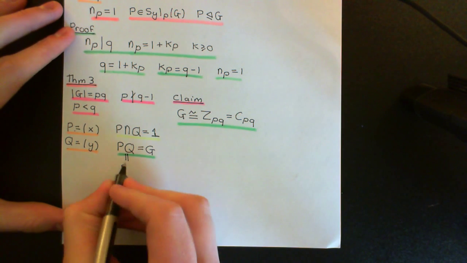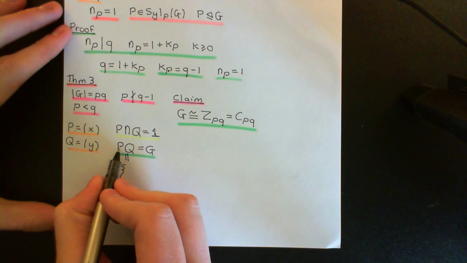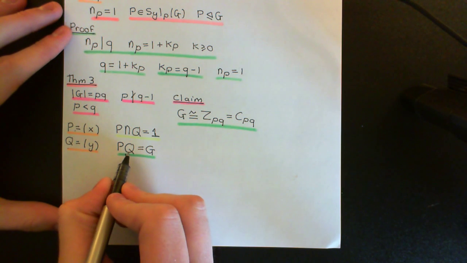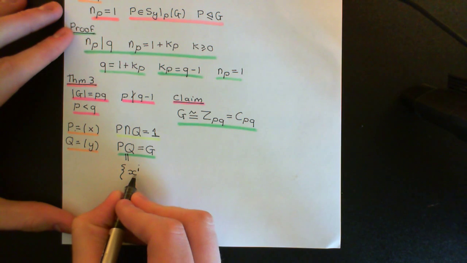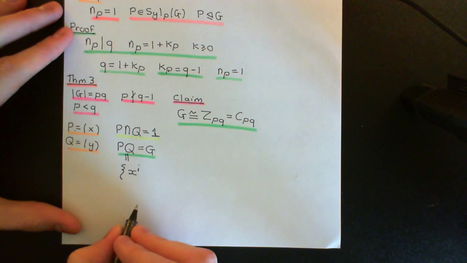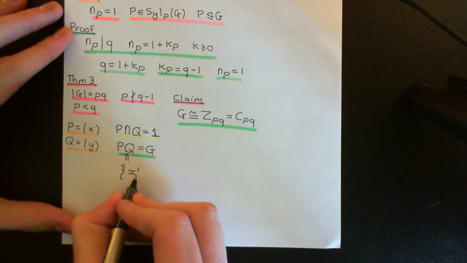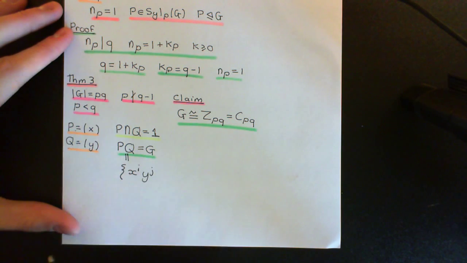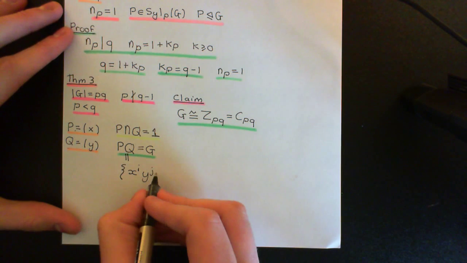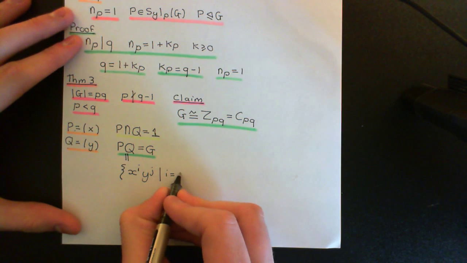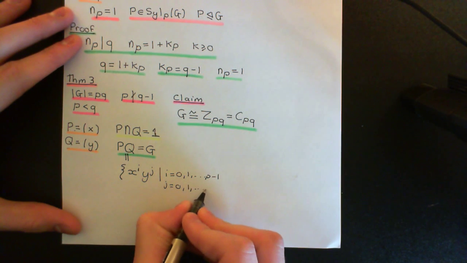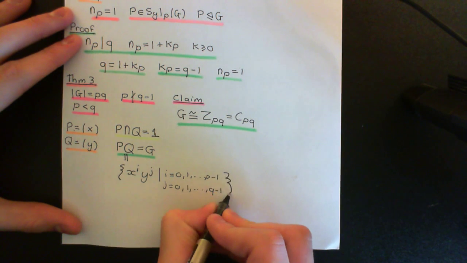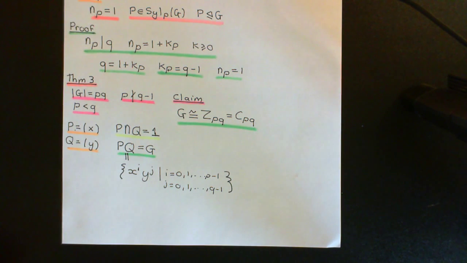Well, the product of P and Q is the set which consists of all elements of the subgroup capital P composed with all elements of the subgroup capital Q. Now all elements of capital P are of the form x to the power of i, where i is equal to 0, 1, 2, all the way up to P minus 1. All elements of the subgroup Q are of the form a power of y, so y to the j, where j is equal to 0, 1, all the way up to Q minus 1. Okay, and all of these things together form the product of P and Q.